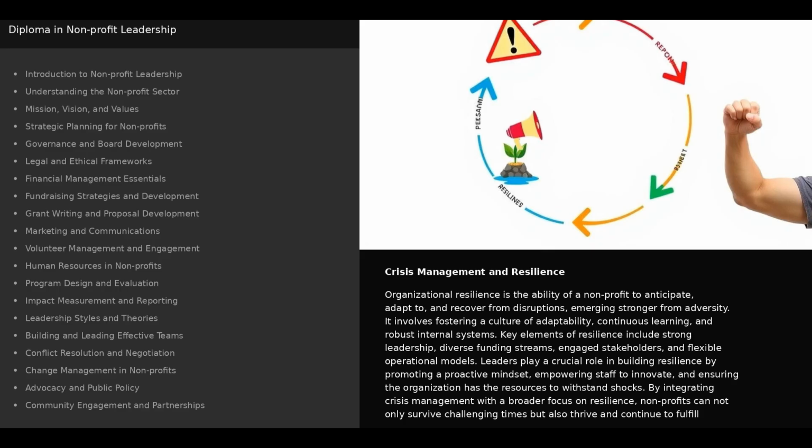By integrating crisis management with a broader focus on resilience, nonprofits can not only survive challenging times, but also thrive and continue to fulfill their vital missions. It is about transforming challenges into opportunities for growth and strengthening.